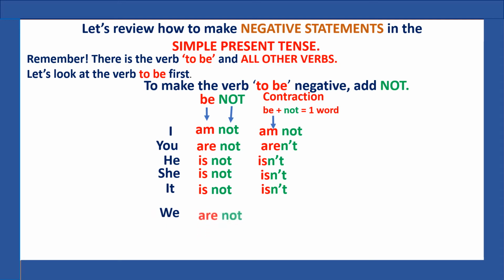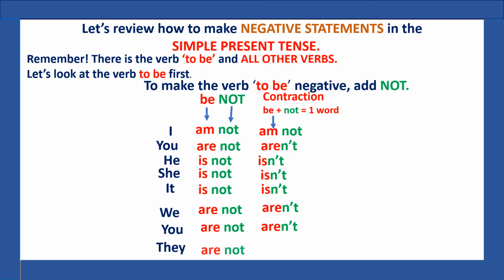We are not. Aren't. You are not. Aren't. They are not. Aren't. Now, after the verb to be, what do we always have? That's right, a noun or an adjective.